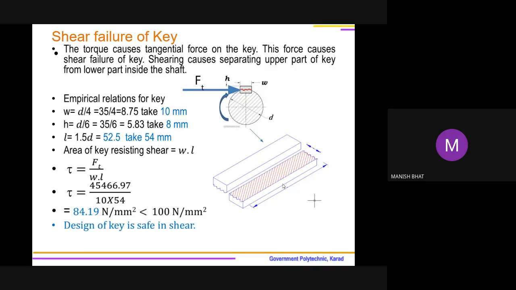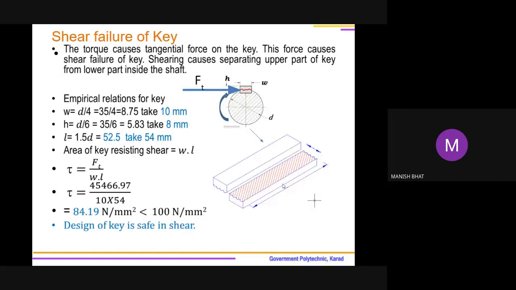the rectangular area is going to resist that shear. So that rectangular area is W multiplied by L. So I will be checking shear strength, and before checking shear strength, we will be empirically selecting all the dimensions. We know the empirical relation, W is equal to D by 4. So it comes out to be 8.75. We'll be taking 10 millimeter.